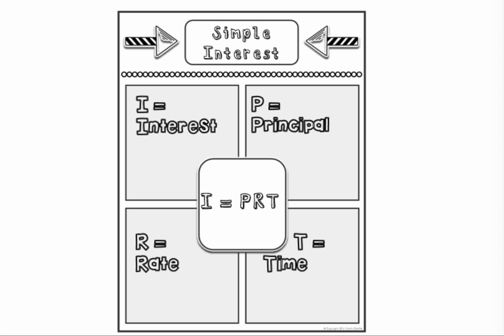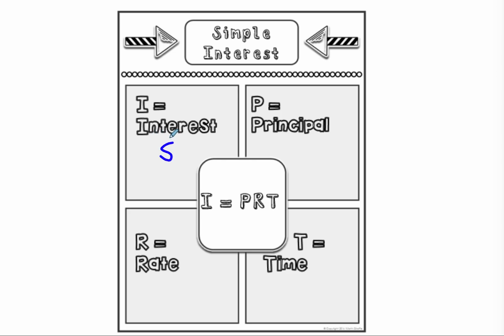So for today, we have 4 different variables that are in a formula. And the formula is in the middle of the screen, and it is I equals PRT. That I stands for interest. P stands for principal, R for rate, and T for time. So they're going to give you 3 of the 4 things, and then you're going to solve the formula for whatever your missing thing is.